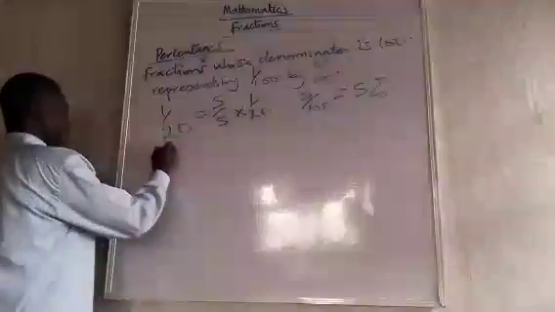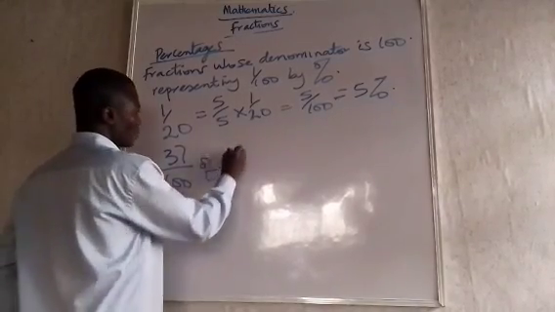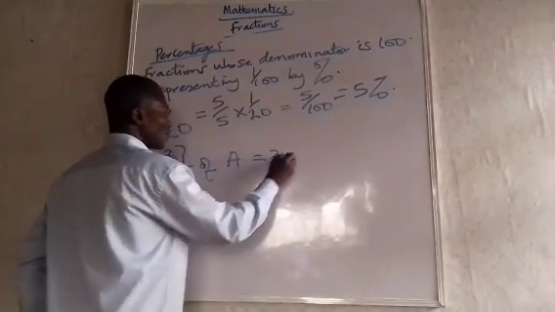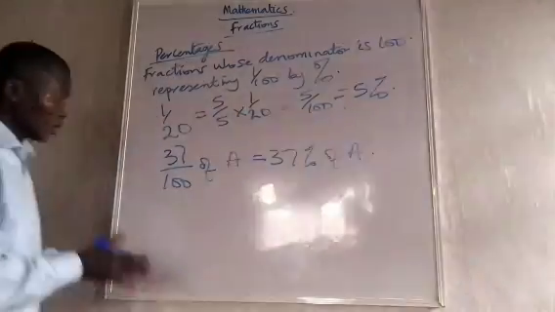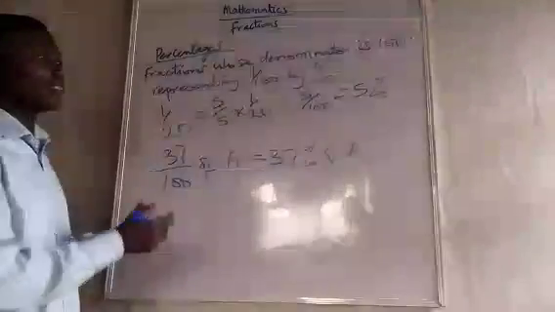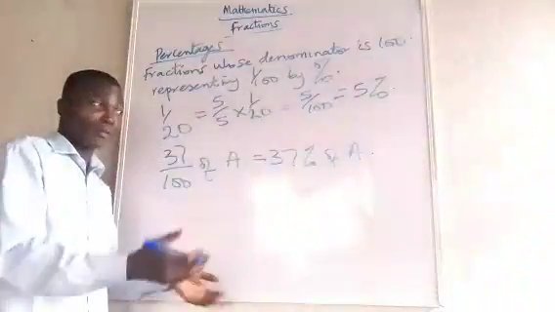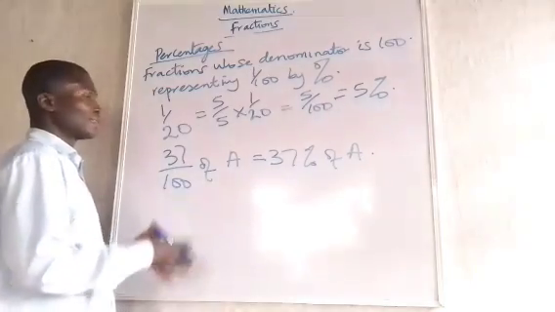Now look at something like this. When I have 37 over 100 of A, it's going to be 37% of A. So anytime you are asked about percentages and you are given a fraction, the denominator of the fraction will be converted to 100. And then from there, you can easily say what percentage it is.